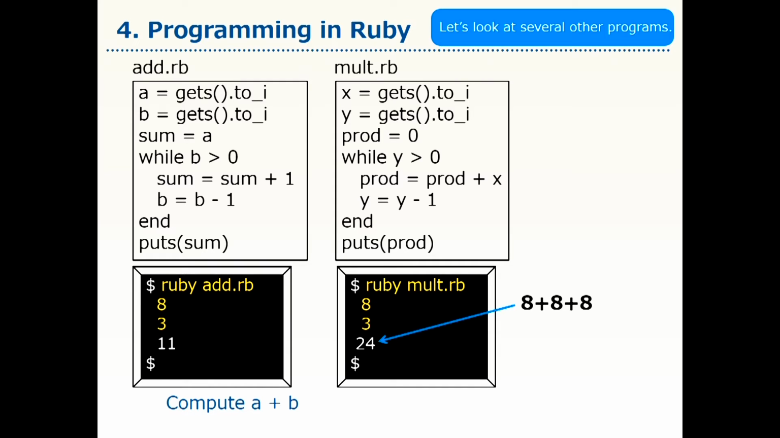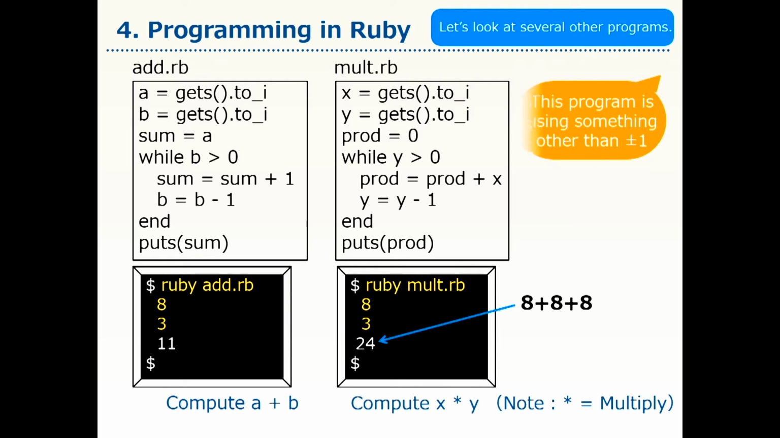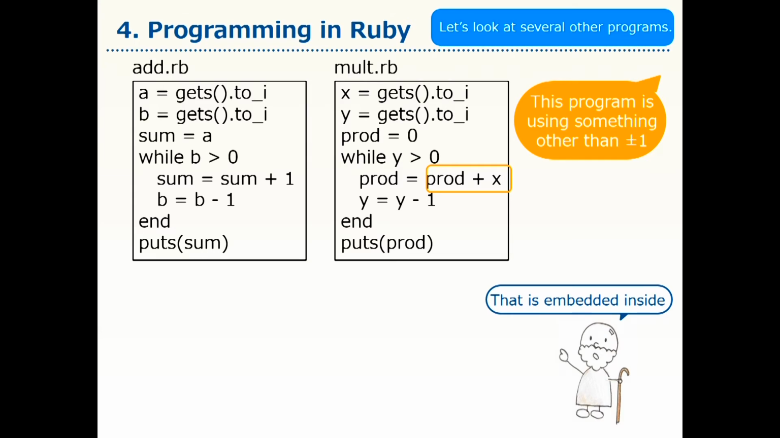By this example program, we demonstrated that if we can compute addition, then you can also compute multiplication. You may claim that this program uses operations other than +1 and -1. Certainly, it uses a standard addition. Okay? But this addition can be substituted with the program for addition we just created.